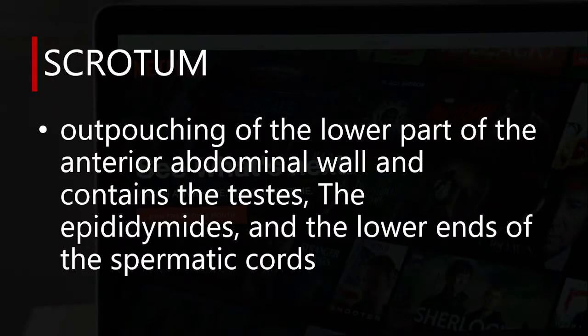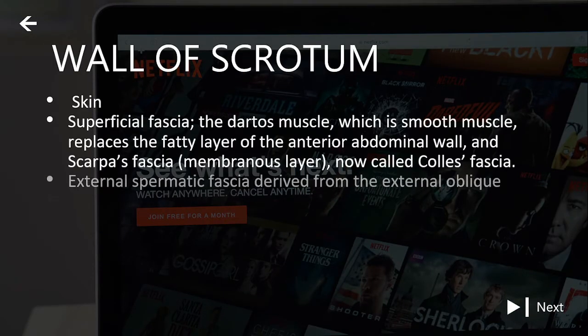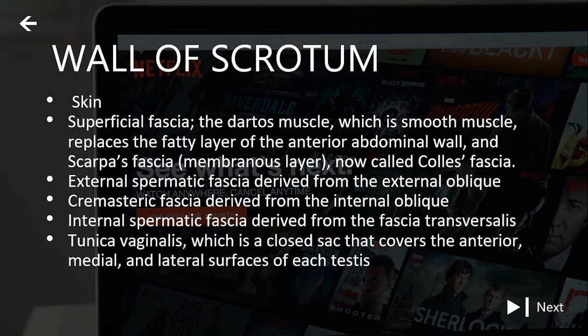So let's go to the scrotum. The scrotum is an outpouching of the lower part of the anterior abdominal wall and contains the testes, the epididymis, and the lower ends of the spermatic cords. The wall of the scrotum: we have the skin, and the superficial fascia, in which the dartos muscle, a smooth muscle, replaces the fatty layer of the anterior abdominal wall, and Scarpa's fascia, which is the membranous layer, is now called Colles' fascia.